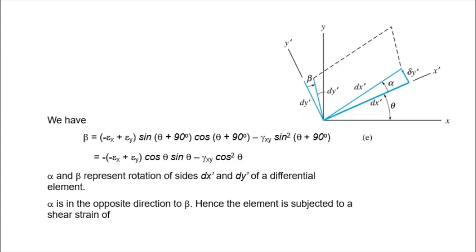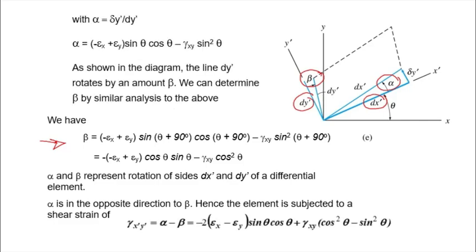Now we can do the same thing for beta, and then we have the equation as shown in this diagram here. So we have the equation for beta. Alpha and beta represent the rotation of dx prime and dy prime. Now the total will be the shear strain. Since alpha and beta are in opposite directions, one counterclockwise for alpha and clockwise for beta, we have the last equation here: gamma x prime y prime is equal to alpha minus beta because the directions are opposite. Otherwise, we add them up.